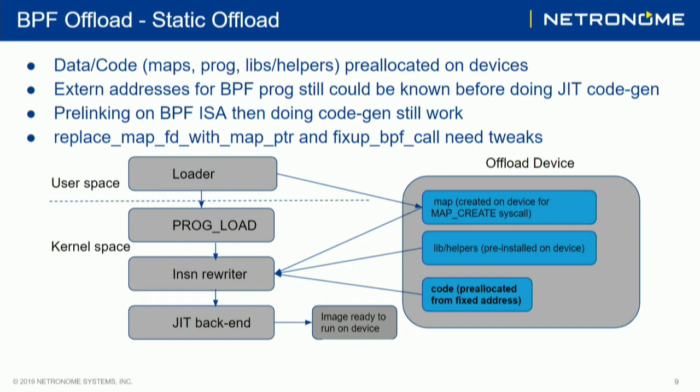I think the only change needed is to replace the map FD and fix up BPF call hooks, which are used to query the address based on the input index. Those functions may need some tweaks for offload.